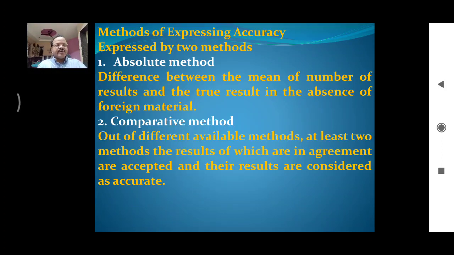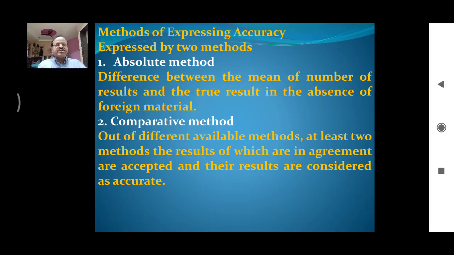Whenever we carry out analysis, there should not be any foreign material entering the solution or the experiment, so we have to take that care. Now what is the absolute method? The difference between the mean of a number of results and the true result. The true result, or true value, is the standard value or literature value.